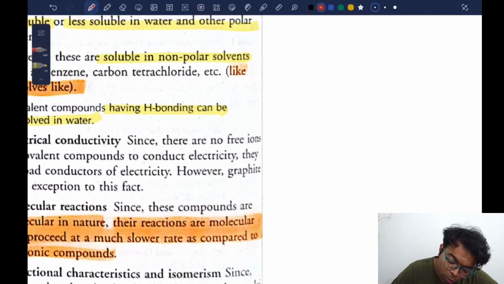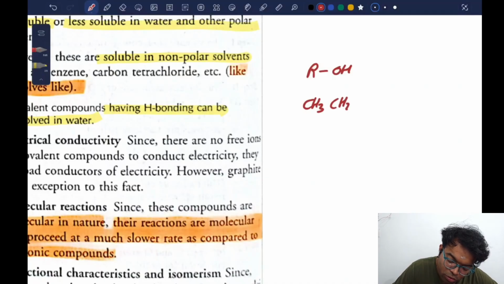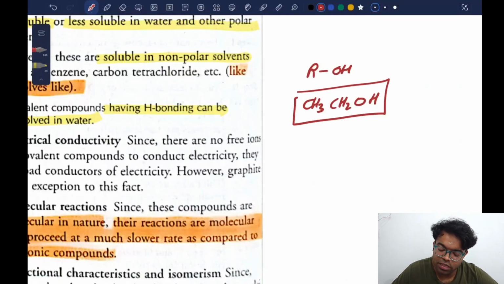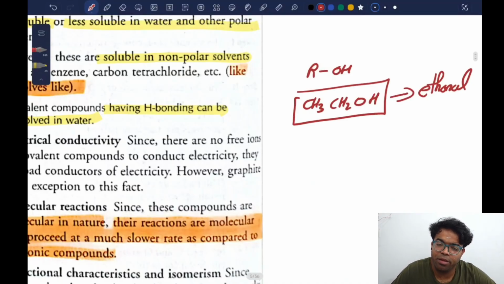So, what is an alcohol group? You have R-O-H, where R could be any kind of alkane, alkene, or alkyne. For example, CH3CH2OH. What is CH3CH2OH? Drupat, what is the name of this molecule? Ethanol. Now, in this ethanol molecule, the oxygen is an electronegative element, whereas hydrogen is an electropositive element.